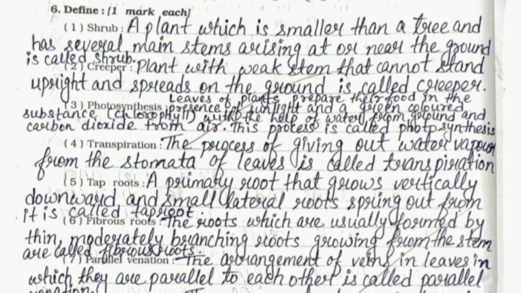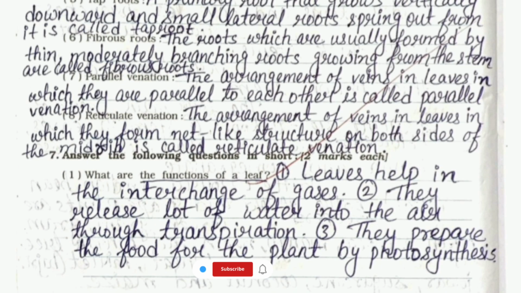The arrangement of veins in leaves in which they are parallel to each other is called parallel venation. Eighth, reticulate venation. The arrangement of veins in leaves in which they form net-like structure on both sides of the midrib is called reticulate venation.